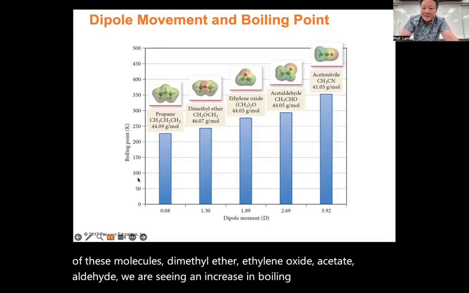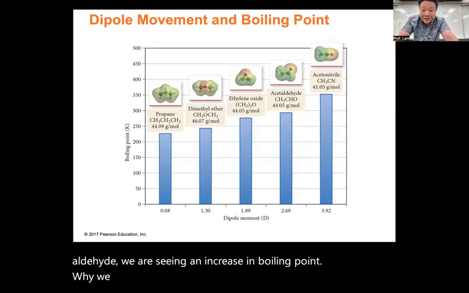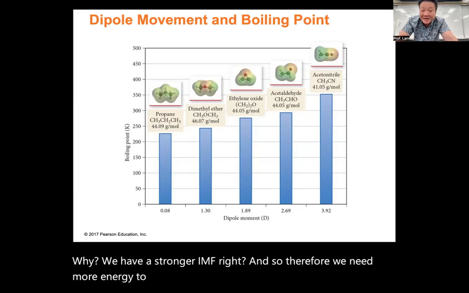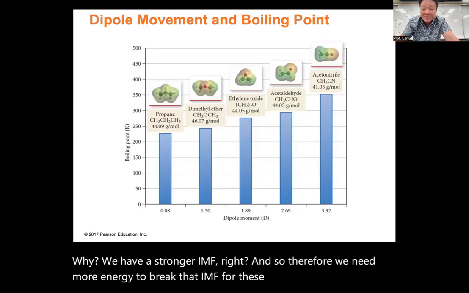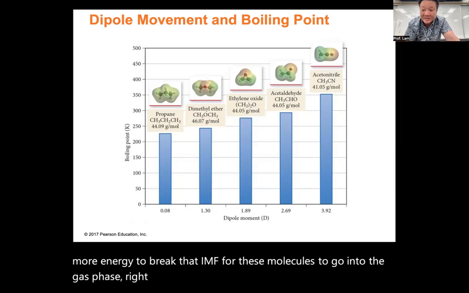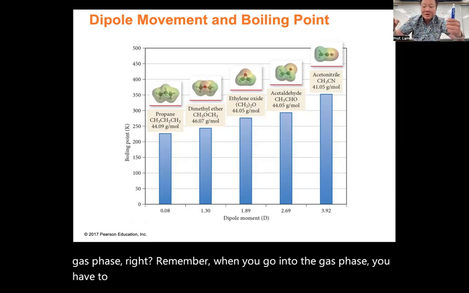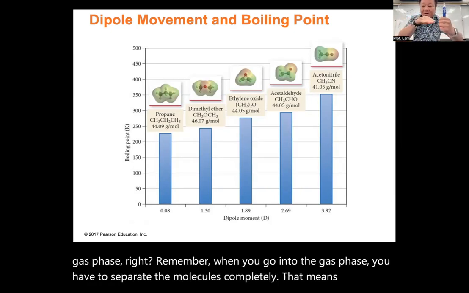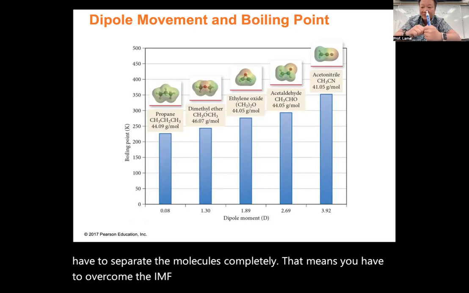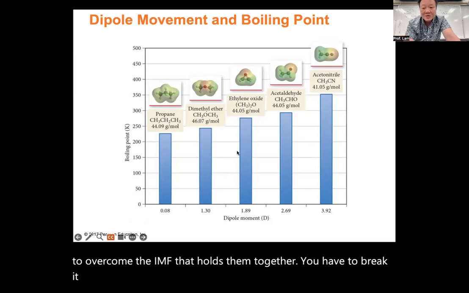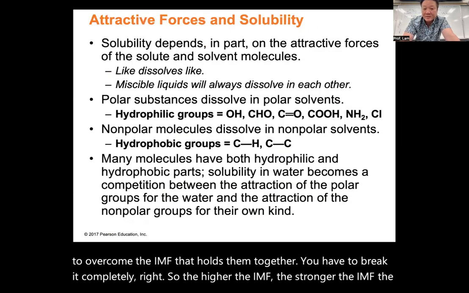Why? Well, we have a stronger IMF, right? And so therefore, we need more energy to break that IMF for these molecules to go into the gas phase, right? Remember, when you go into the gas phase, you have to separate the molecules completely. That means you have to overcome the IMF that holds them together. You have to break it completely, right? So the higher the IMF, the stronger the IMF, the higher the boiling point is going to be.